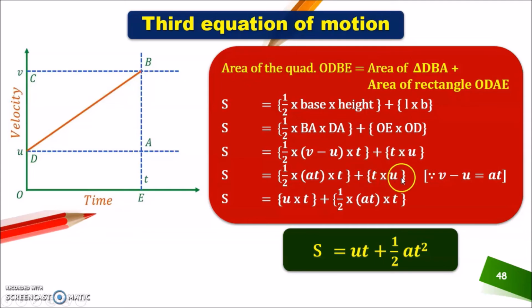We can write this T into U here also. So we have now S equal to UT plus half A T into T. T into T means T square. So now this whole equation can be written as S equal to UT plus half AT square. This is our third equation of motion.